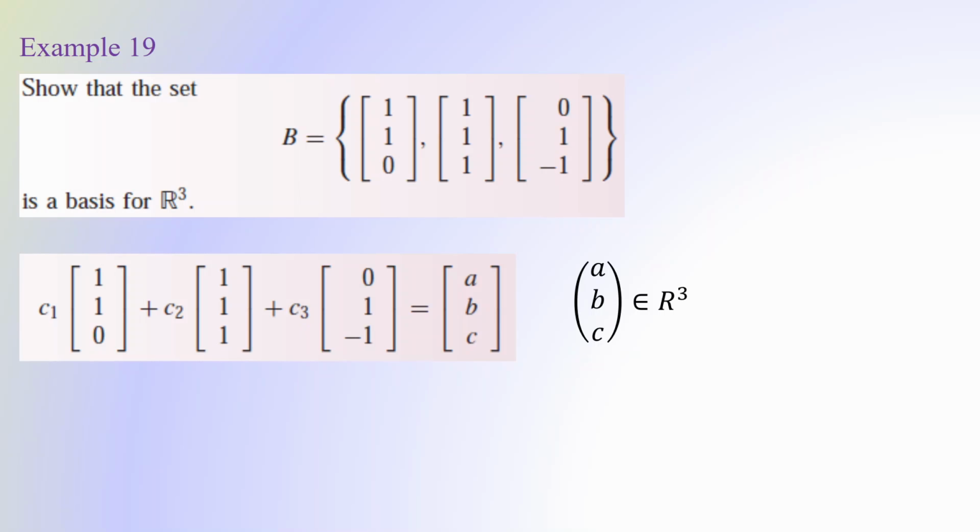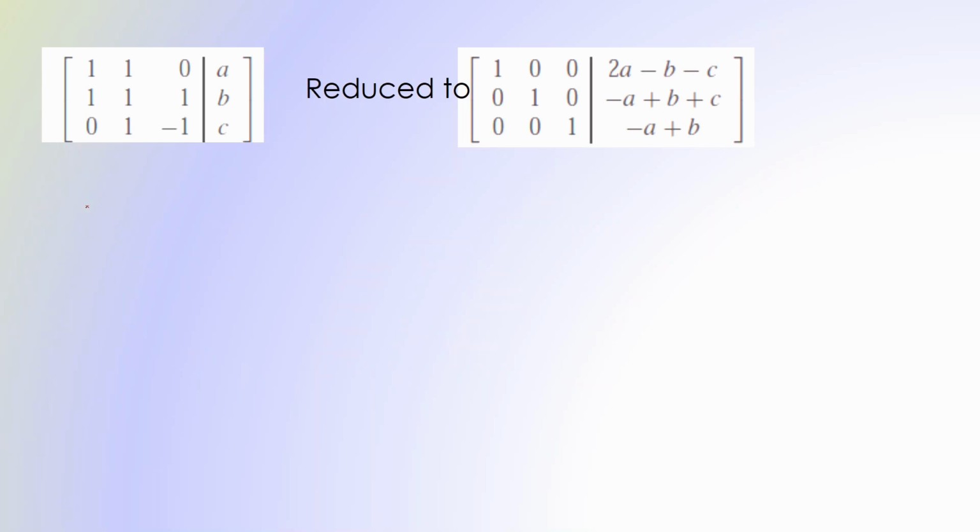Now this is a set of equations containing c1, c2, c3. You can write down the corresponding system. So you get c1 plus c2 is equal to a, c1 plus c2 plus c3 is equal to b, and c2 minus c3 is equal to c. So it's a system of linear equations. If the system of linear equations has a unique solution, then we can claim that the set spans R3. So this is the augmented matrix corresponding to the system of linear equations.